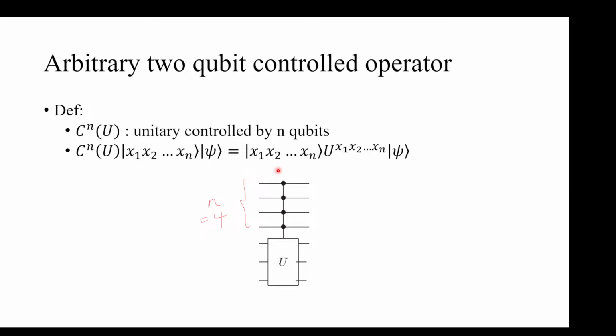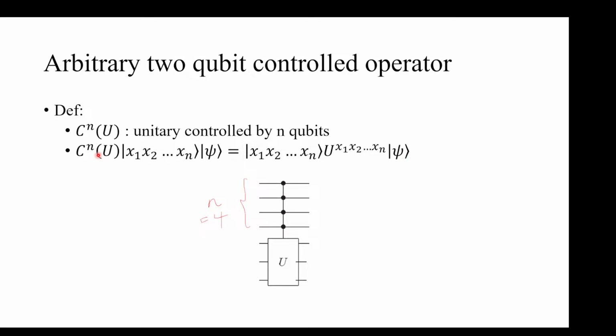Okay, and this just means a gate that controls n qubits and applies a unitary on some other qubits. So for example, for the C^n U, if your control qubits are in computational basis state x1, x2 to xn, and the target qubits are in this state psi, and you apply your C^n U unitary, the control state doesn't change.